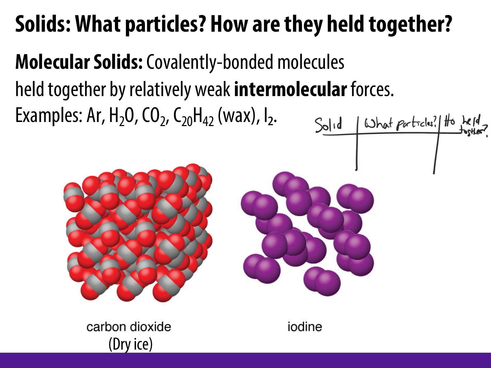Okay, next let's look at the 4 different types of solids we'll look at. So in each case, we're going to focus on what their particles are and how they're held together. That's going to impact their properties. So molecular solids are covalently bonded molecules held together by relatively weak intermolecular forces. Examples include argon, H2O, CO2, basically anything we would draw a Lewis structure for is a molecular solid. These are made up of these molecules, and the molecules are going to be attracted by weak intermolecular forces.